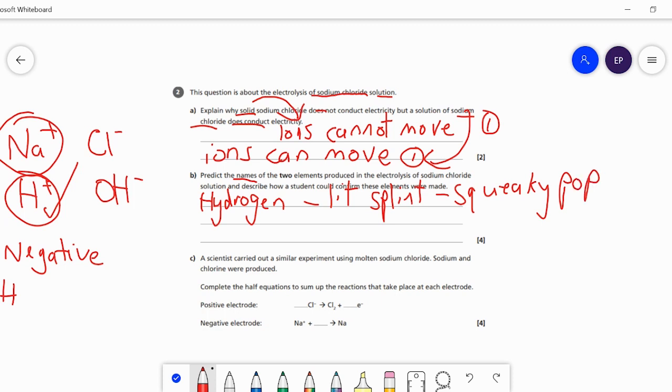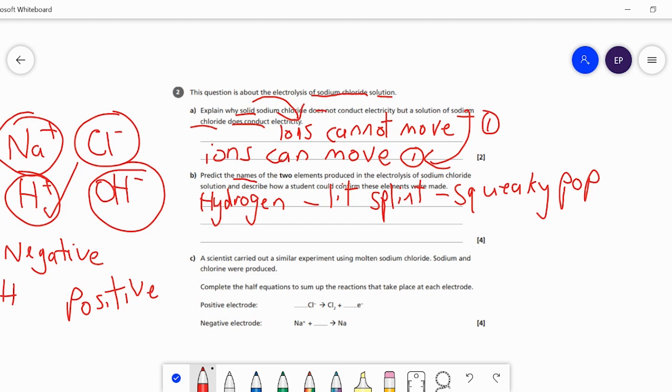Let's deal with the positive electrode next. Well, once again, we've got two ions that would be attracted towards the positive electrode. Chloride, Cl-, and hydroxide, OH- ions. So with their negative charge, both of these would be attracted towards the positive electrode. But again, there's a race.